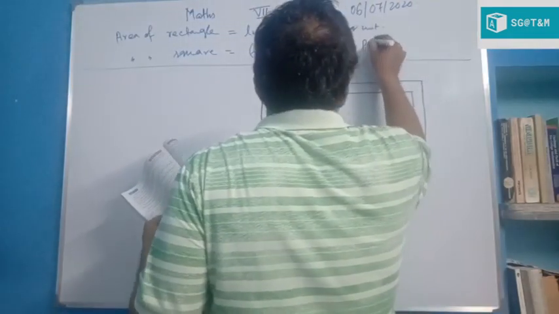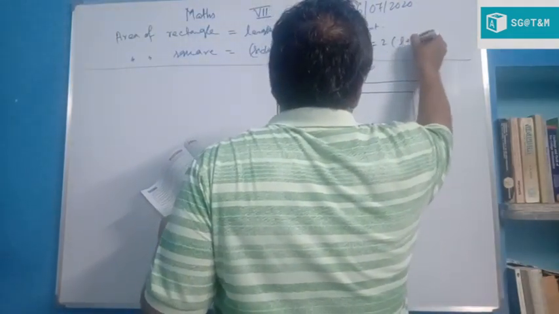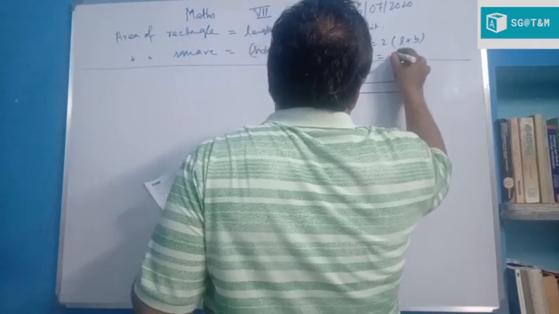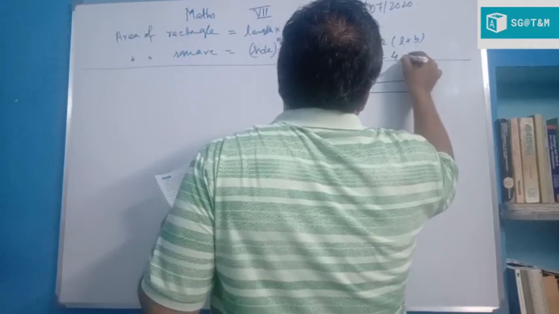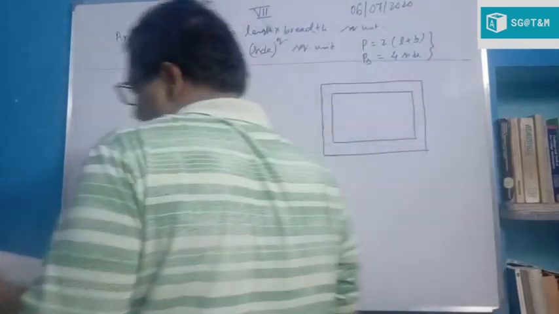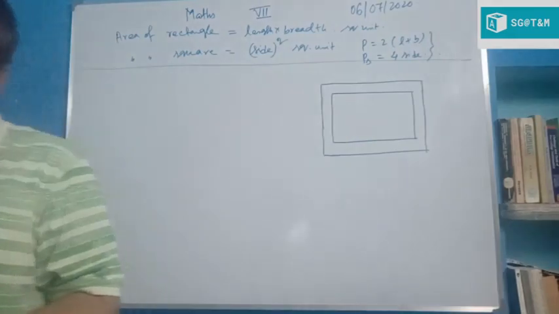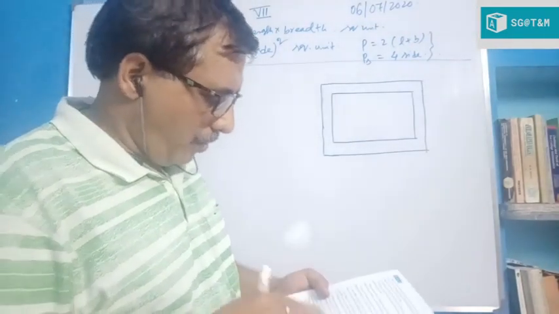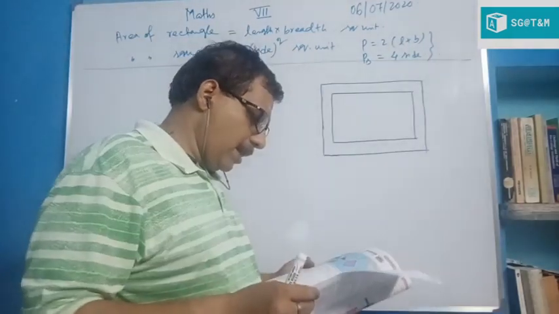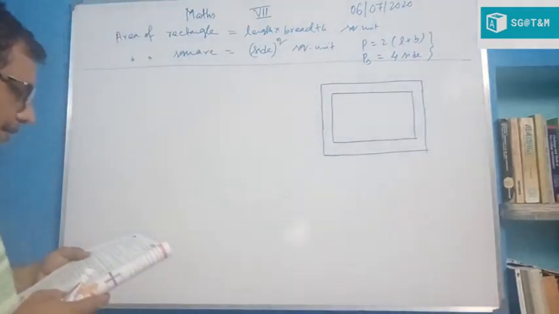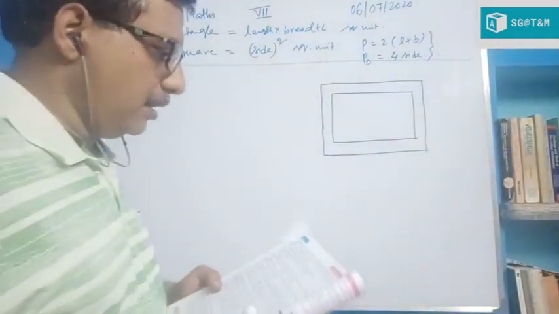Perimeter of a rectangle is 2 into length plus breadth, and perimeter of a square is 4 into side. Okay, it is known to all of you now. Next, a few problems were already done in the previous class with this formula. Today we start from problem number 5, exercise 17.